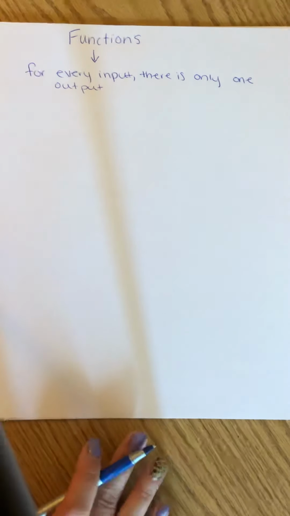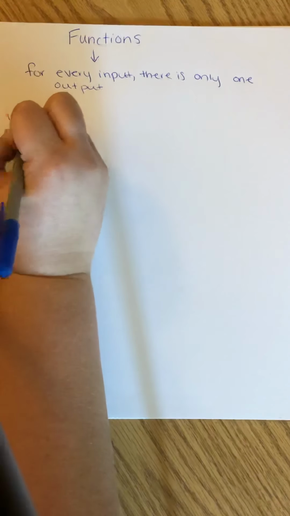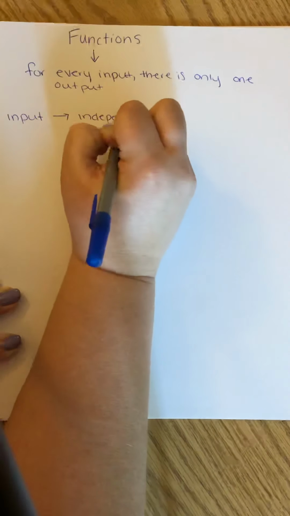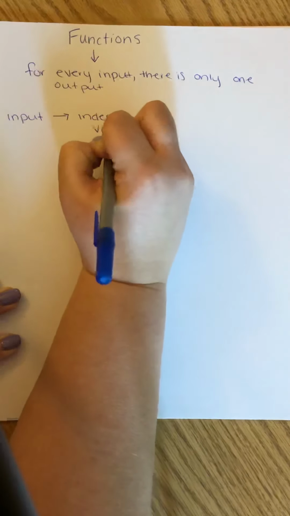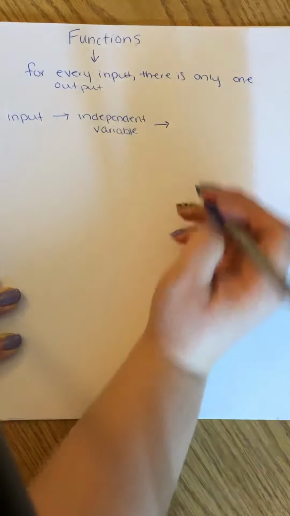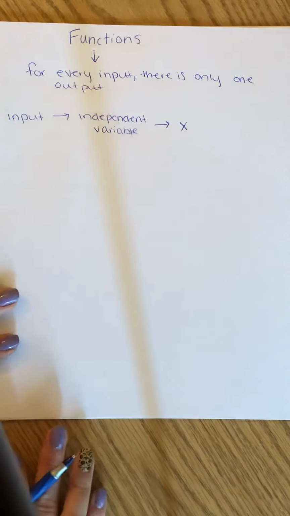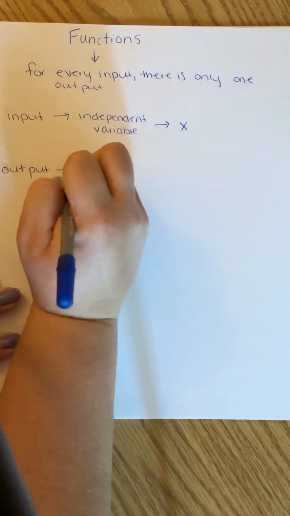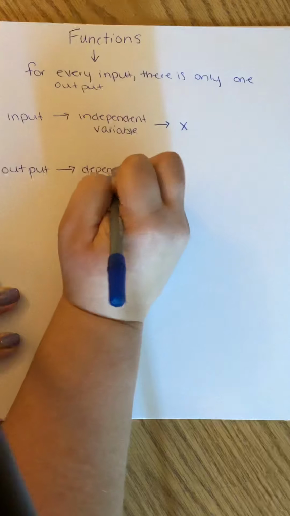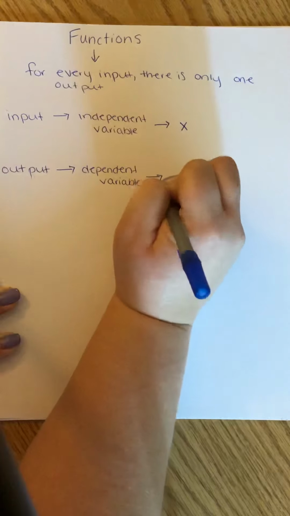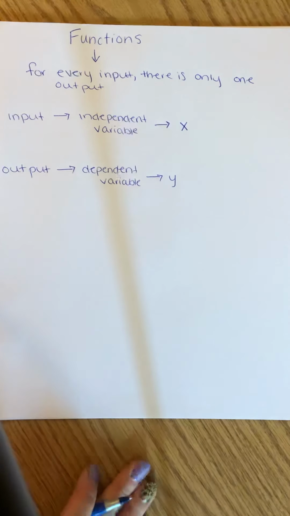And then remembering, well, what is this idea of an input and an output? Remember that an input is the same as our independent variable. And if we recall working with that both in math and science, that's usually talking about our variable x. And then our output is our dependent variable. And that was always referring to the variable y.